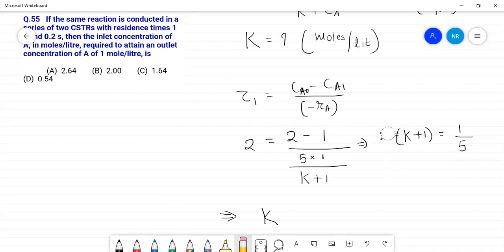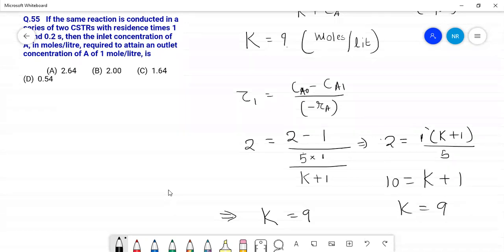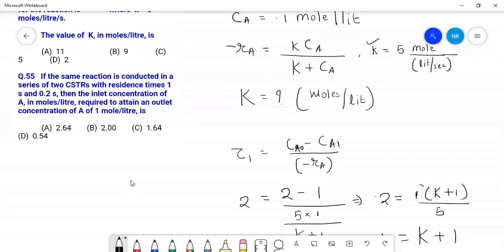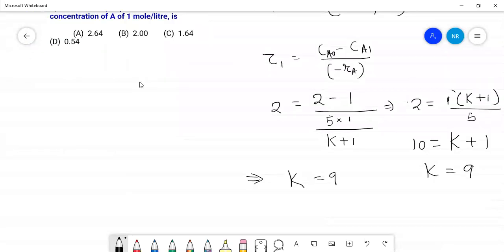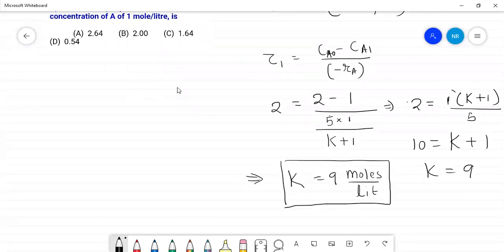Sorry, we can write down like this also. So 2 is equal to 1 multiplied by capital K plus 1, divided by 5. 10 is equal to capital K plus 1. So capital K is equal to 9. So any option having 9? Yes, we have B option, 9 moles per liter. So capital K is equal to 9 moles per liter.